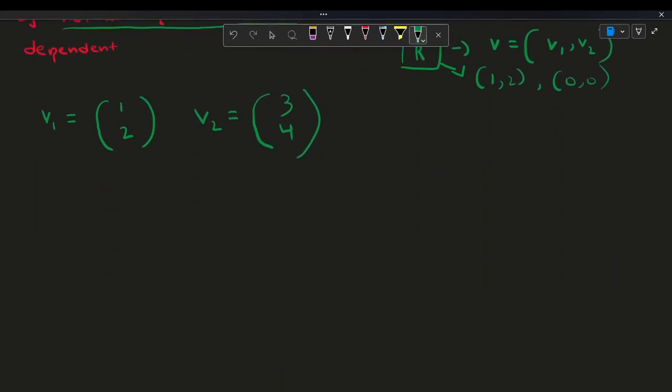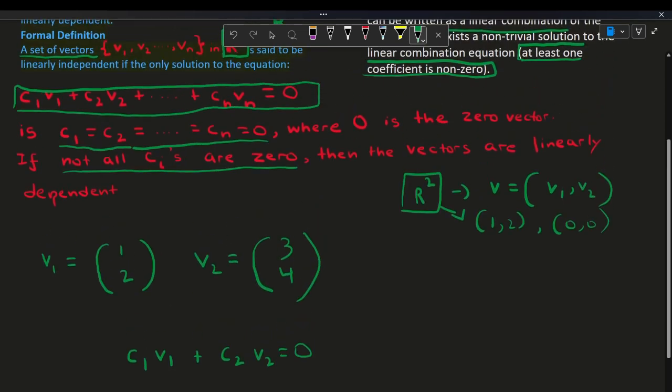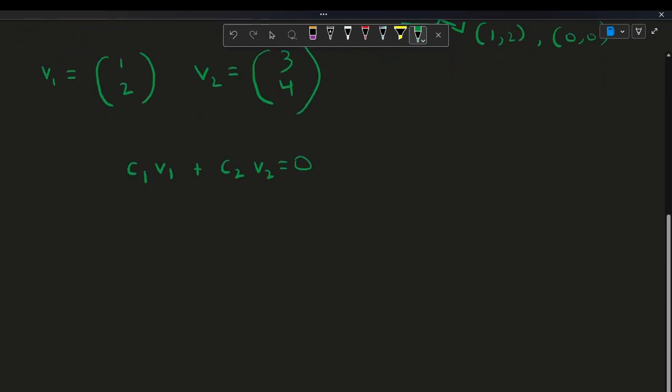So we have v1, which is 1, comma 2, and v2, which is 3, comma 4. Let's first check if they're linearly independent. To do that, we know that we have this equation, C1 V1 plus C2 V2 should be equal to 0. Let's go back here, we're using this equation right here. So let's plug in V1: C1 times 1, 2 plus C2 times 3, 4 is equal to 0.